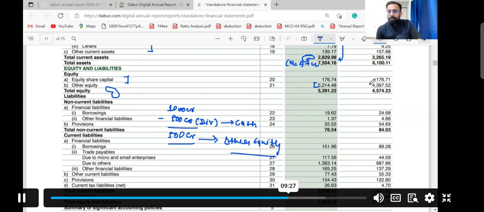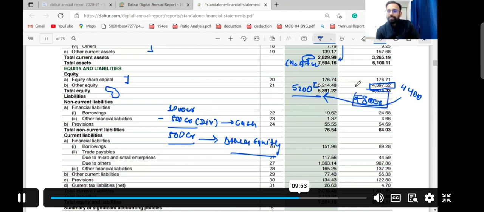If you see here, in the previous year the other equity value was approximately 4,397, and I will take it as 4,400. Now what is the current value of other equity? It is approximately 5,200. So the previous year's value was 4,400 and the current year's value is 5,200, so there is an increase of 800 crore. It shows that the company has retained earnings in year 2021 that are transferred to other equity. So the company has distributed some profit and some profit is transferred to other equity, that is 800 crore rupees.